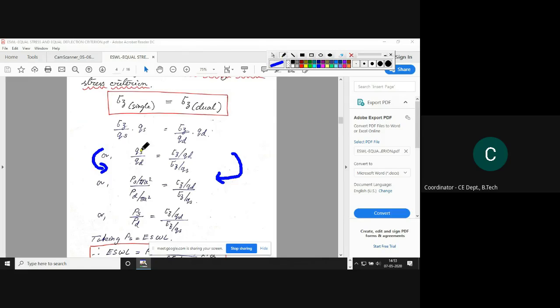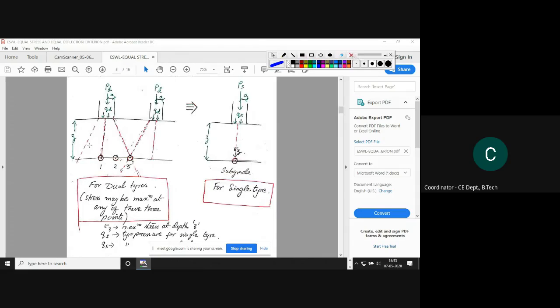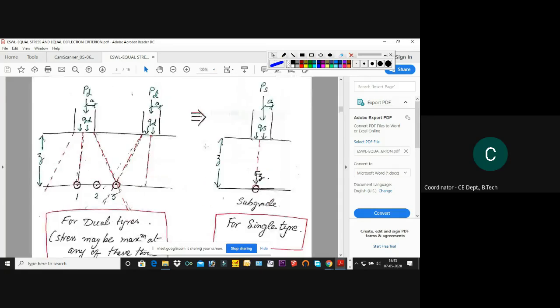Okay, now what is this QS? What is this Q value? See here, Q is what? Q is the tire pressure. This is the tire pressure. See here, Q is tire pressure.